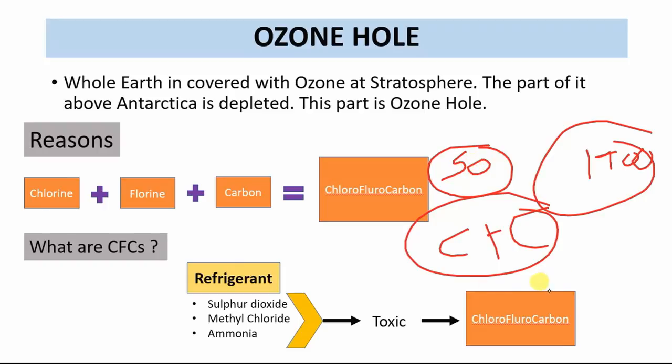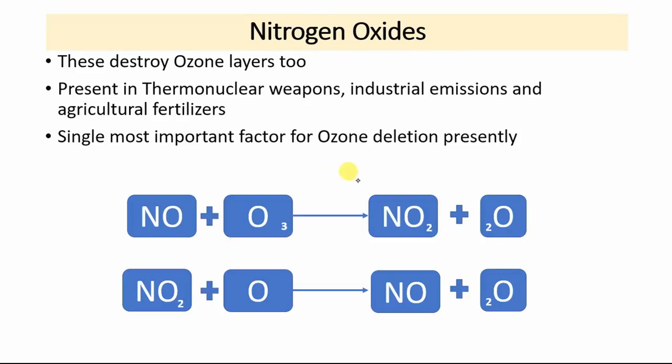And these points are important about CFCs. That is, they are non-toxic, they are not reactive, they are very stable, and they are poorly soluble in water. The next important source for depletion of ozone is nitrogen. In fact, nitrous oxide emissions are considered to be the single most important threat for ozone depletion nowadays. Nitrogen oxides are present in industrial emissions, thermonuclear weapons, agricultural fertilizers, etc.